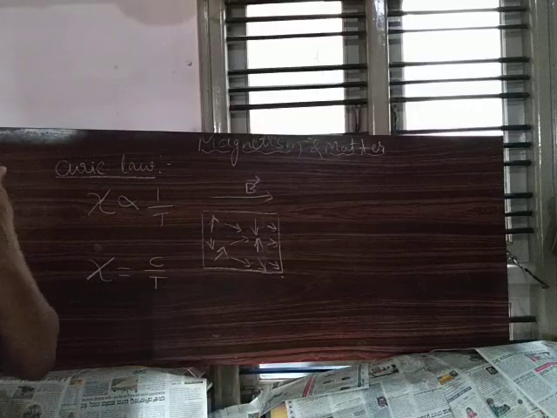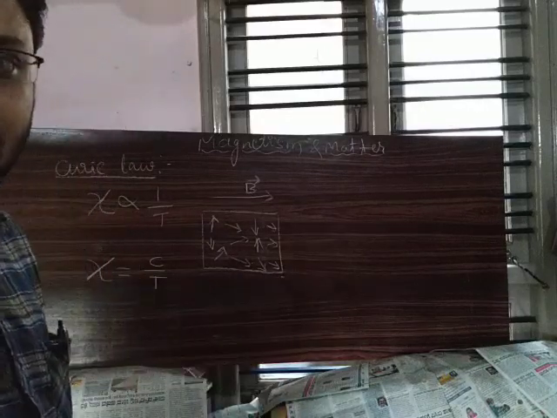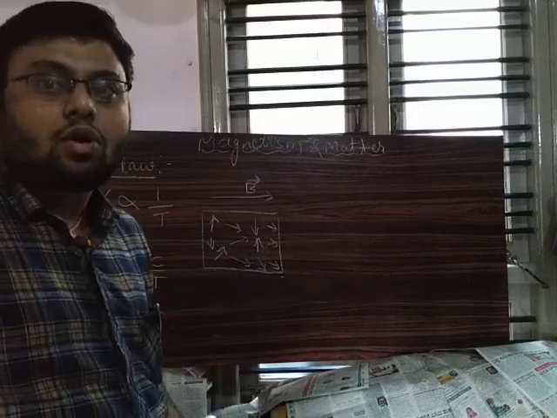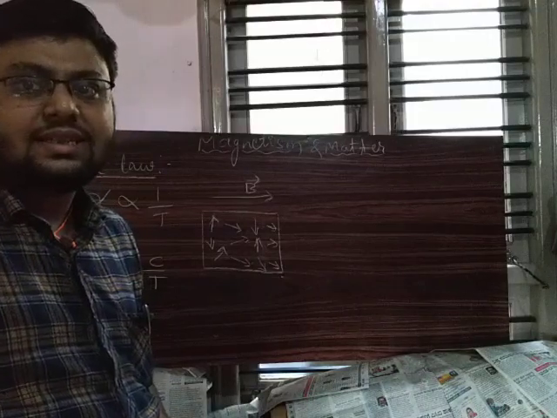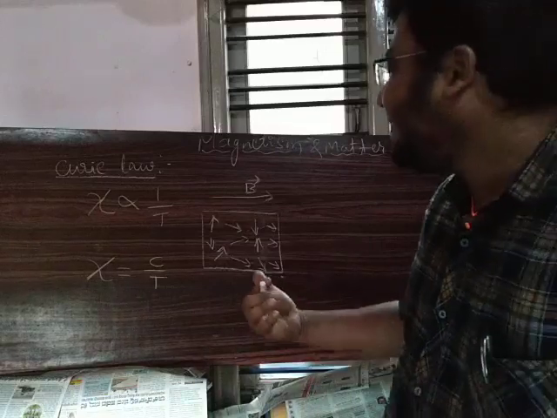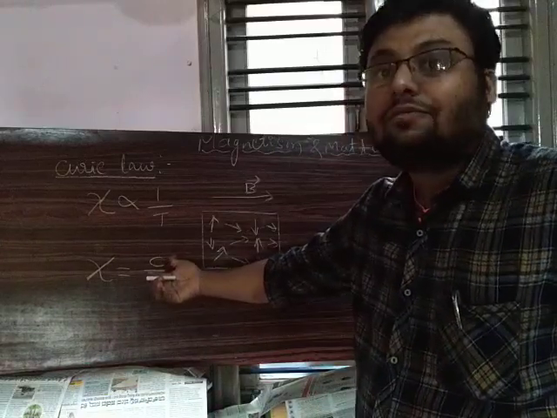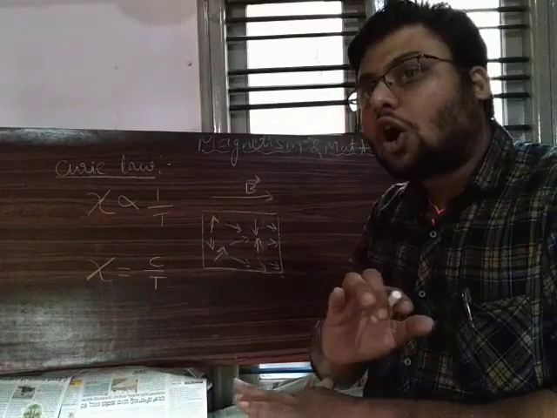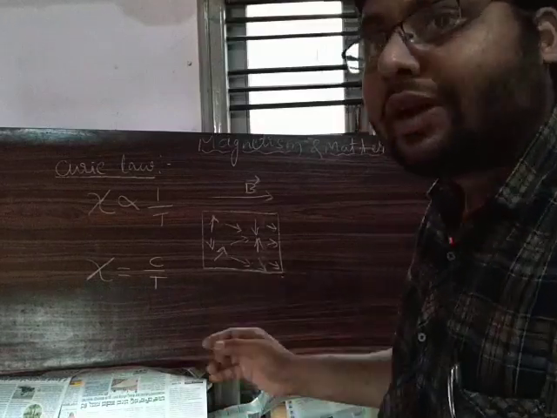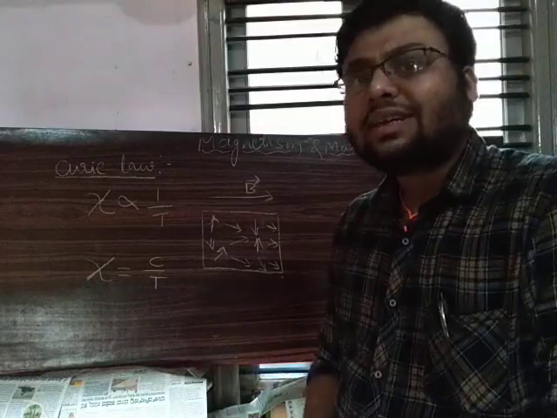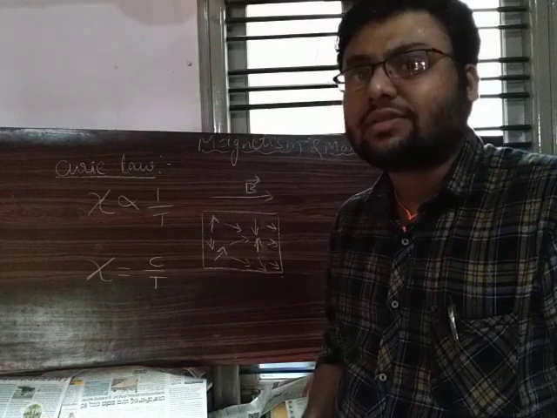Okay. So what do you mean by C here? C means it is the Curie constant. It is a material dependent factor. It is not the same for all the materials. This Curie constant is different for different materials.